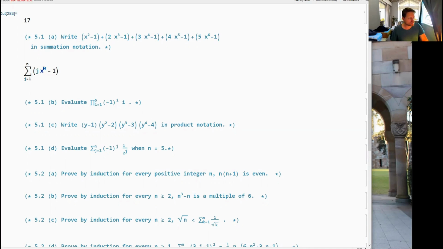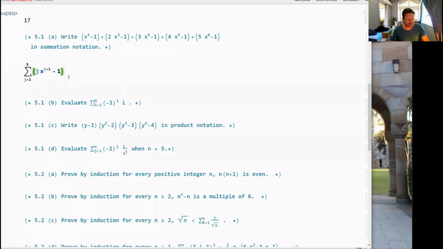But these powers have a pattern also. They start with 2, 3, 4, 5, and 6. So it's 1 higher than the coefficient. So let's put j plus 1. And then where does this stop? Well, it would stop with j is 5, right? So we put a 5 up at the top here.